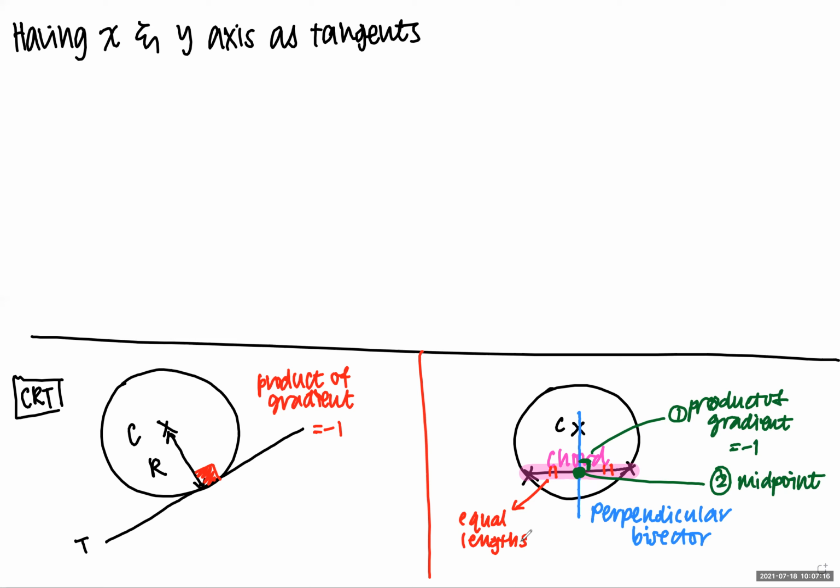So this is what happens when there is a chord. CCPM, I call it. Why CCPM? C stands for chord, center, perpendicular bisector, and midpoint. So this is a CCPM. So one is a CRT and one is a CCPM method. So always remember this, okay? Especially the CCPM, you're going to see it very often in a lot of your circle questions.